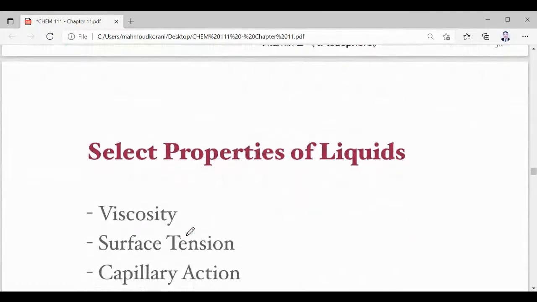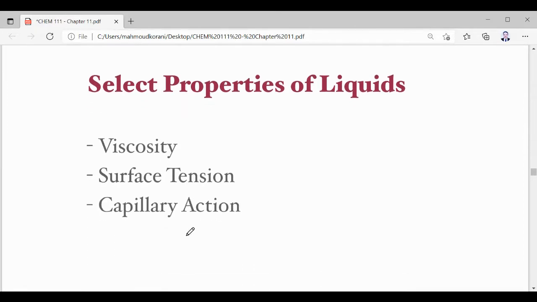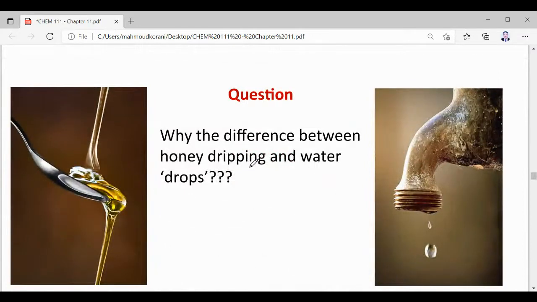Okay, that's great. We are going to discuss some selected properties of liquids which depend mainly on the intermolecular forces. We are going to discuss viscosity, surface tension, and capillary action. Question: if you look at honey, it drips in that way, while water forms drops like that. So what's the reason for that? Actually, the reason is the viscosity.